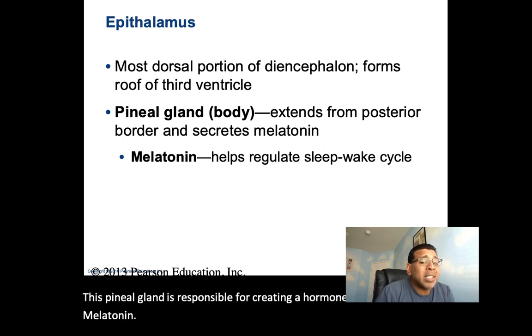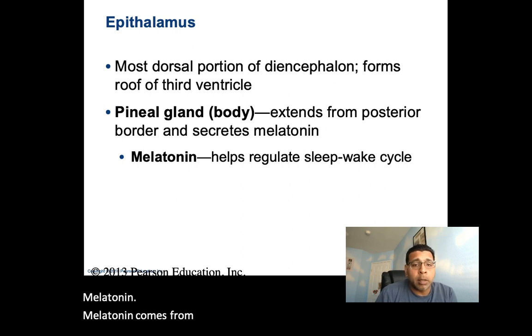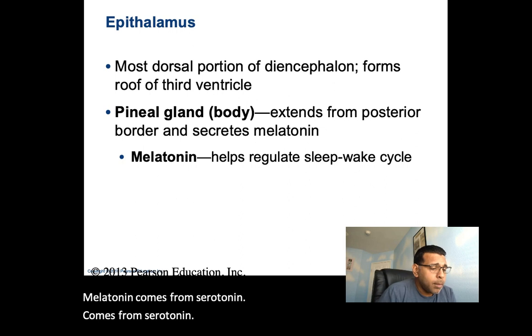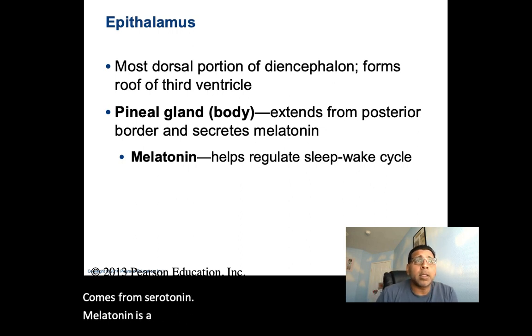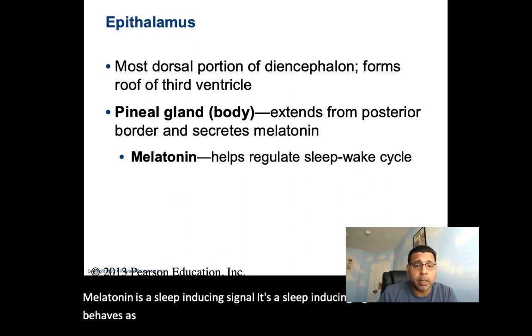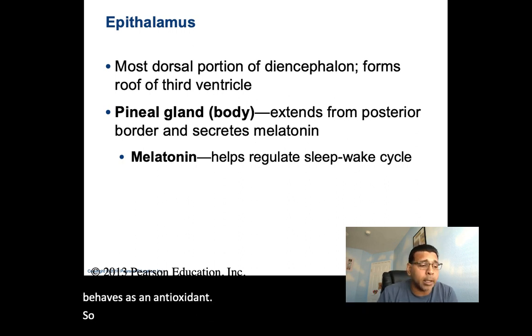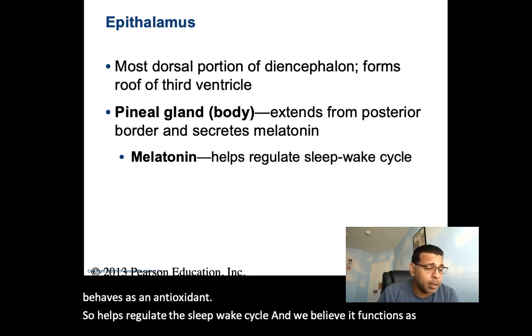Melatonin comes from serotonin. Melatonin is a sleep-inducing signal, and it behaves as an antioxidant. So it helps regulate the sleep-wake cycle, and we believe it functions as an antioxidant.